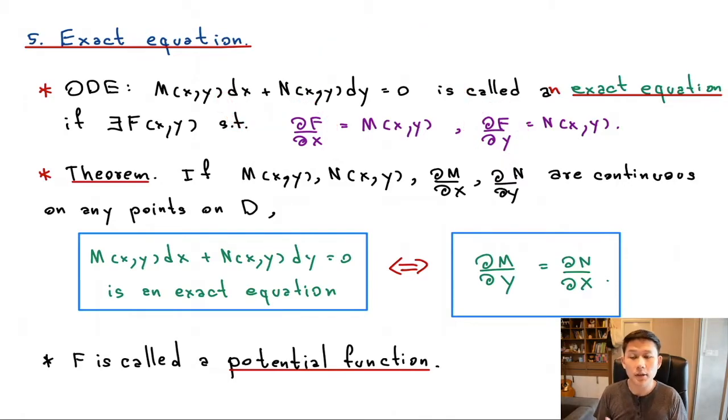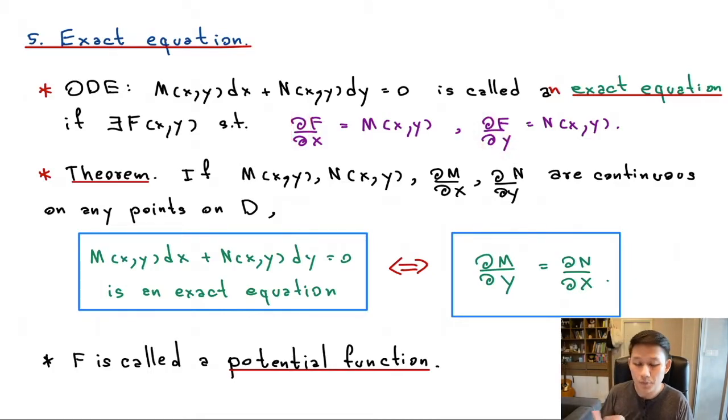Okay, but this is just a definition. So right now, if anybody asks you what an exact equation is, you just say that it's an ordinary differential equation such that there exists a function f where df by dx is M and df by dy is N. This is a partial derivative.